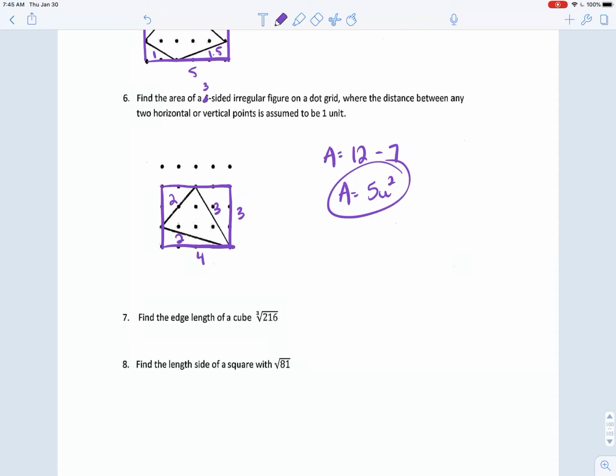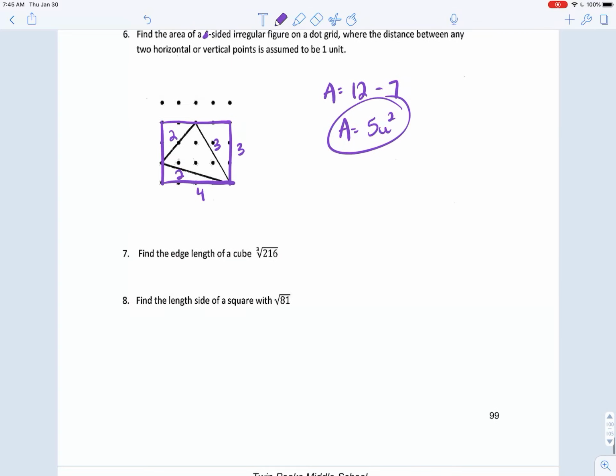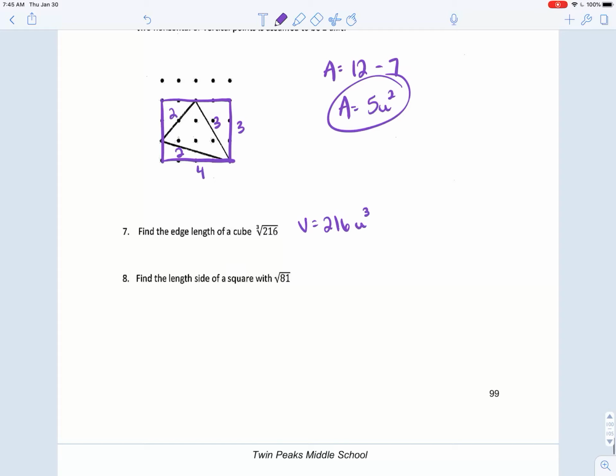All right, find the edge length of a cube. And so 216 represents the volume here, units cubed. And in order to find the edge length, we just got to take the cube root. And this is where you guys memorizing your square roots and cube roots kind of comes into play. If you haven't memorized, then this question is probably really straightforward for you. So let's take a look.